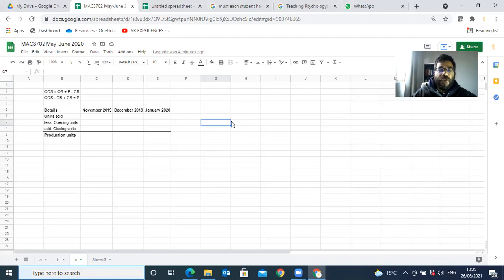So now we need November, December, January. November, December, and January are all budgeted. We ultimately want to get to production units. So what we're going to do is fill in whatever we can based on the information provided. Now I'm going to switch back to the scenario, and we're going to try to find out what information we have, given that we have a framework or a template to fill in.